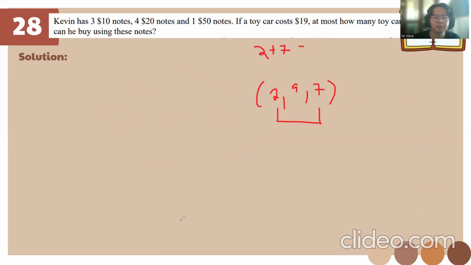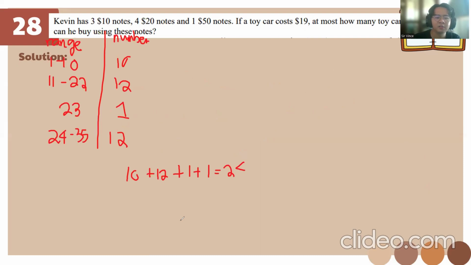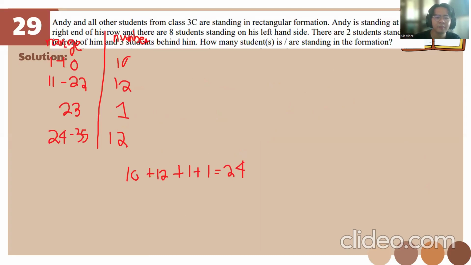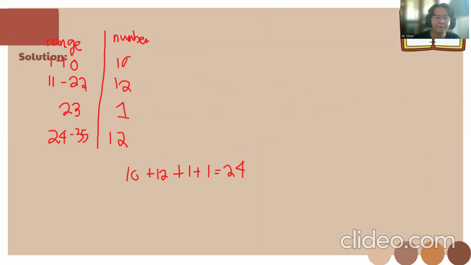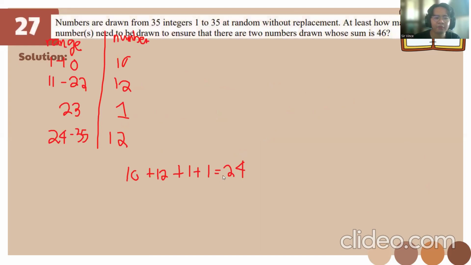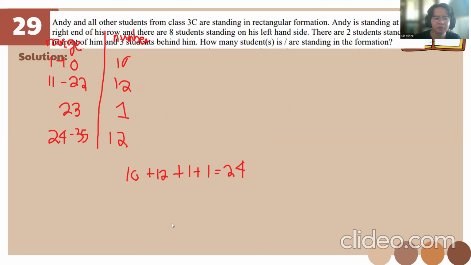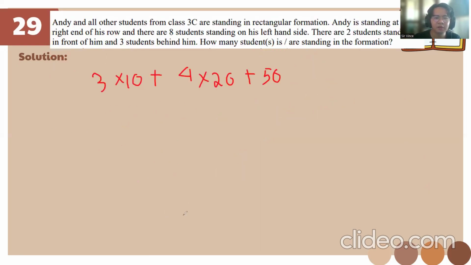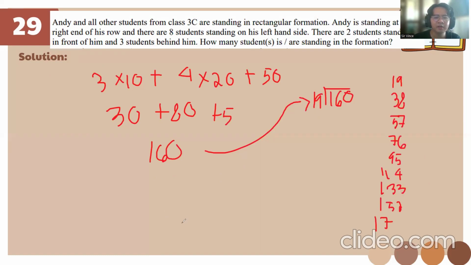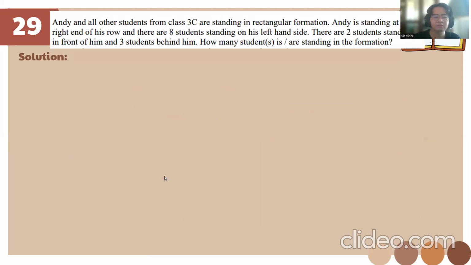27 is this one. Okay, 24. So let's go to the next number. This one is going to be the rectangle problem class. Okay, wait.